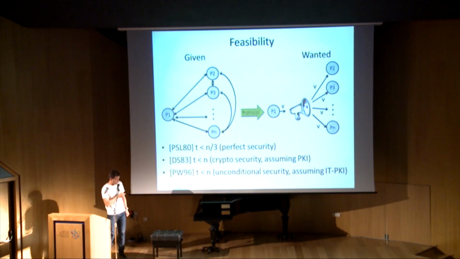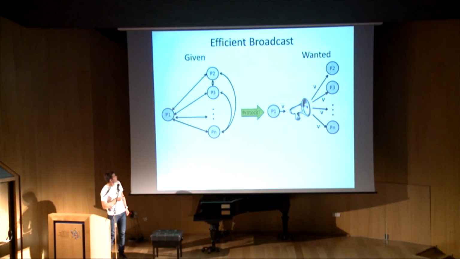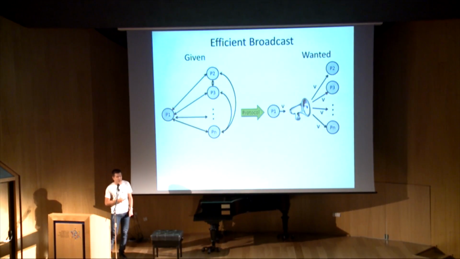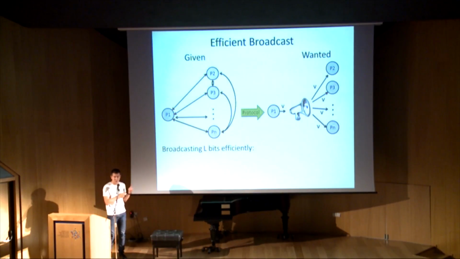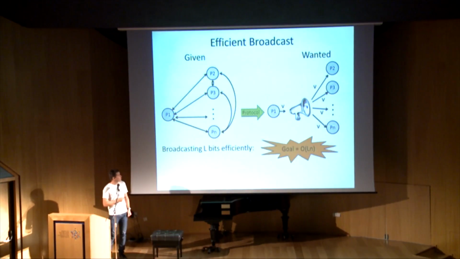Okay, so these are the feasibility results, and now let's talk about efficiency. Now we know that we can implement broadcast. The question is how efficient it is. So let's say we want to broadcast L bits. The sender wants to broadcast L bits efficiently. The trivial lower bound that we can guess in this case is that the number of bits that should be communicated is at least the length of the message multiplied by the number of players. Why? Because everyone should at least learn the value that is being broadcast.